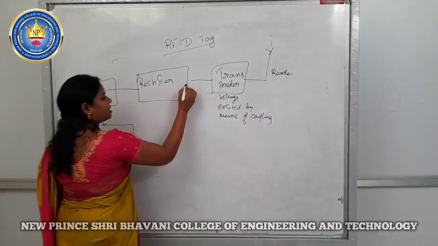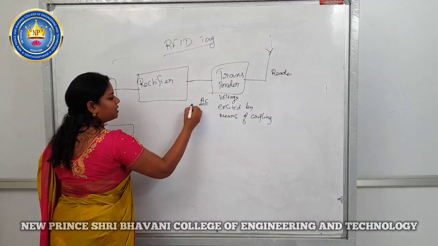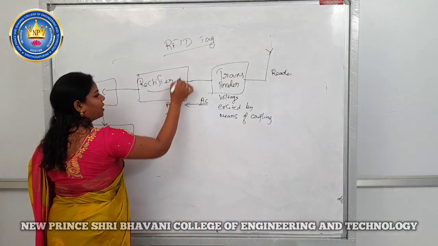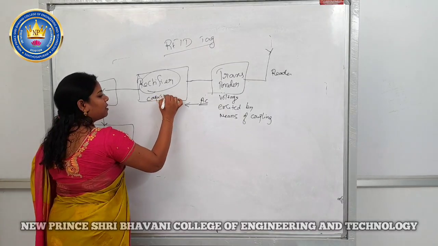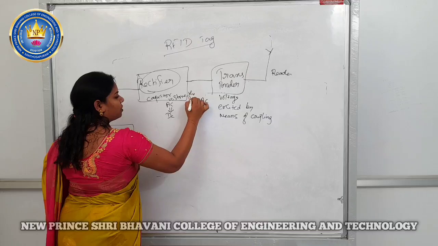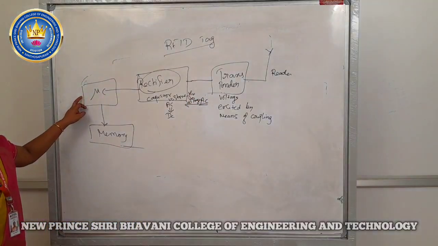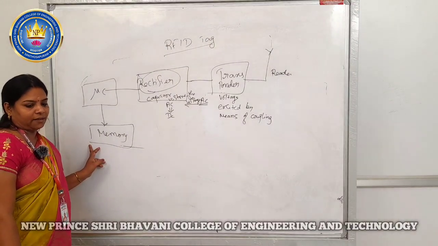So that voltage will be converted, that is, here the AC voltage will be excited. This AC current will be converted into DC by means of a rectifier. Here we have one component called a capacitor that will be used to store the DC voltage, which acts as a power supply to the microcontroller and the memory. So this is the logic of an RFID tag.